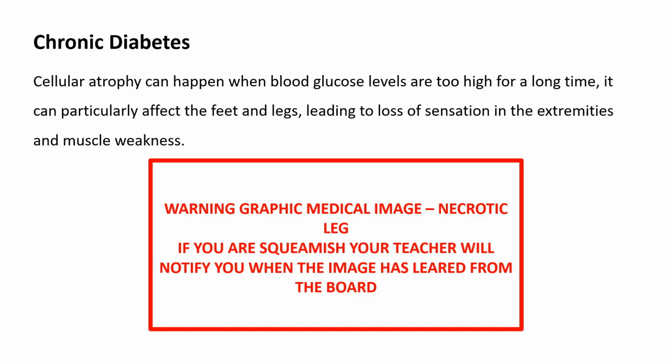Chronic diabetes, so cellular atrophy, can happen when blood glucose levels are too high for a long time. It can particularly affect the feet and legs, leading to loss of sensation in the extremities and muscle weakness.